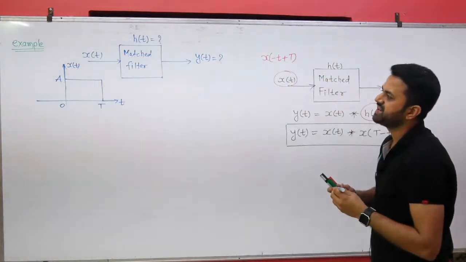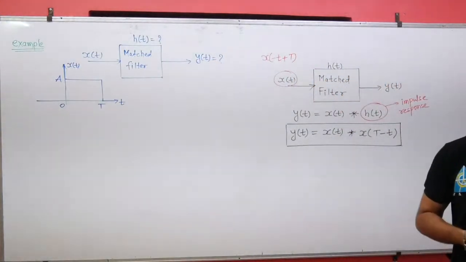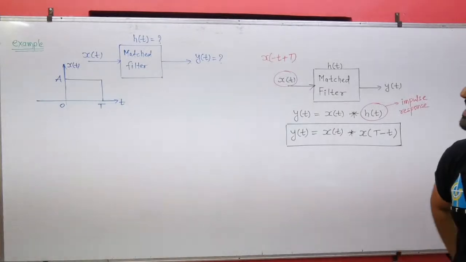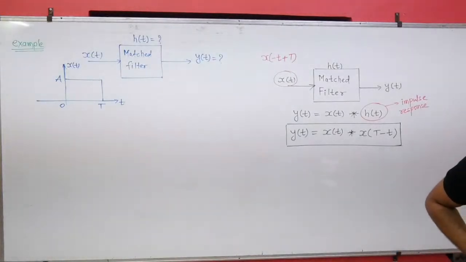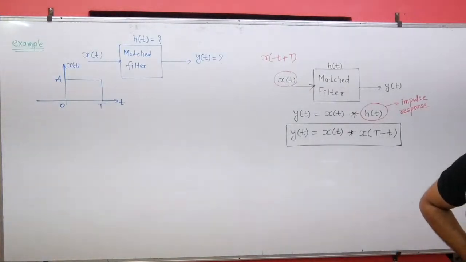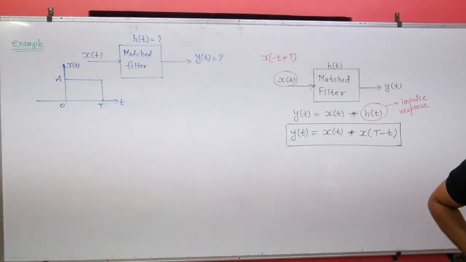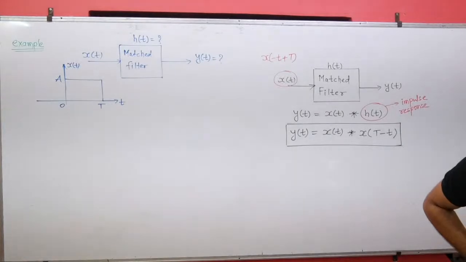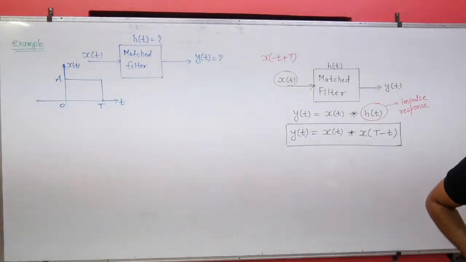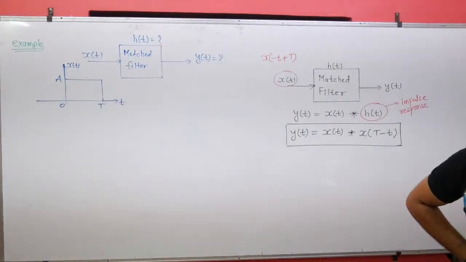So I am giving you one example. In this example, we have the matched filter, and at the input of the matched filter, x of t is the input which is given in the diagram. It is asked to calculate the response of the matched filter and the output of the matched filter.